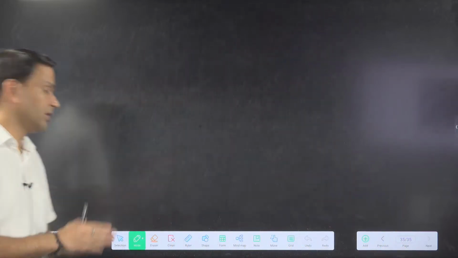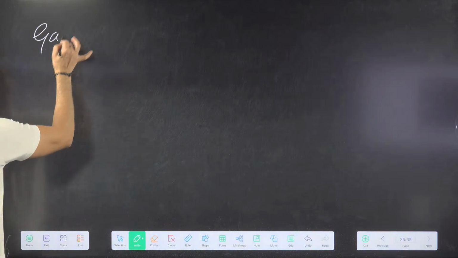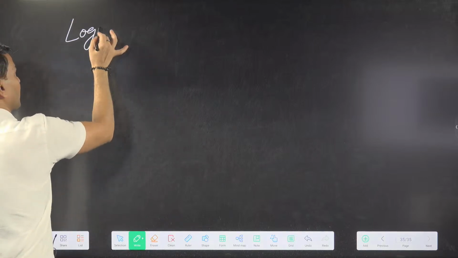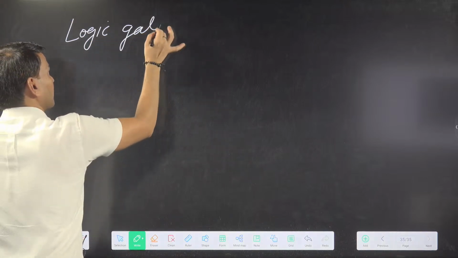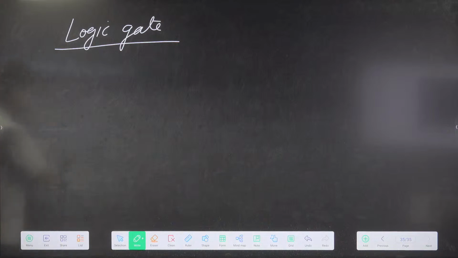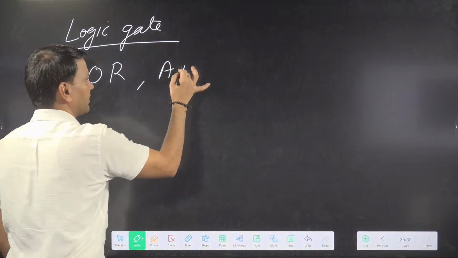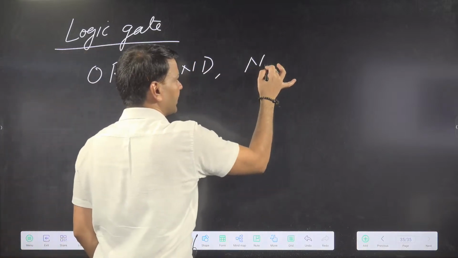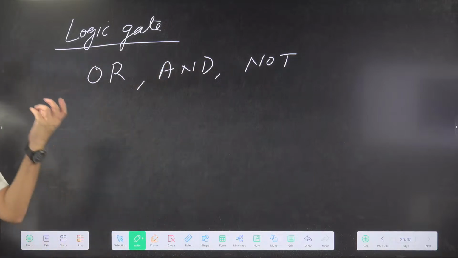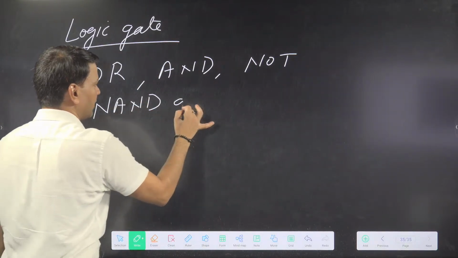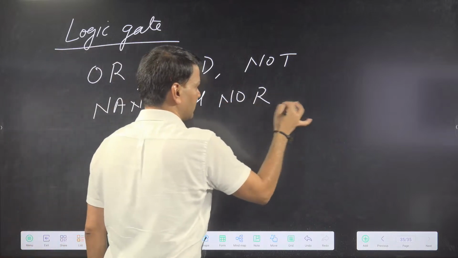Transistor, if I enter it, it will take time. First I am completing the gate questions, one or two questions I will discuss. Okay, so logic gates, we know mainly OR gate, AND gate and NOT gate. And NAND gate and NOR gate are called the universal gates.